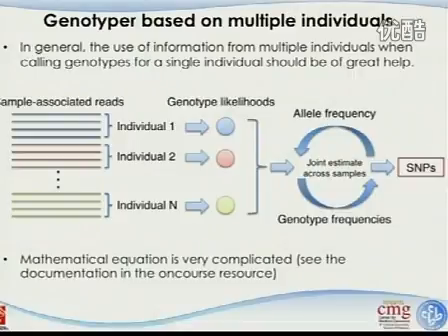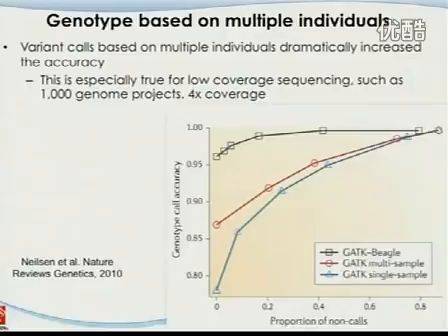We put the documentation into the online course system, but I'm not going to go through it because I don't understand that. But the point is, it seems to have worked pretty well based on their conclusion. Here is one of the conclusions: variant calling based on multiple individuals dramatically increases accuracy. This is especially true for low coverage sequencing, such as the 1,000 Genome Project, which on average has only 4x coverage.